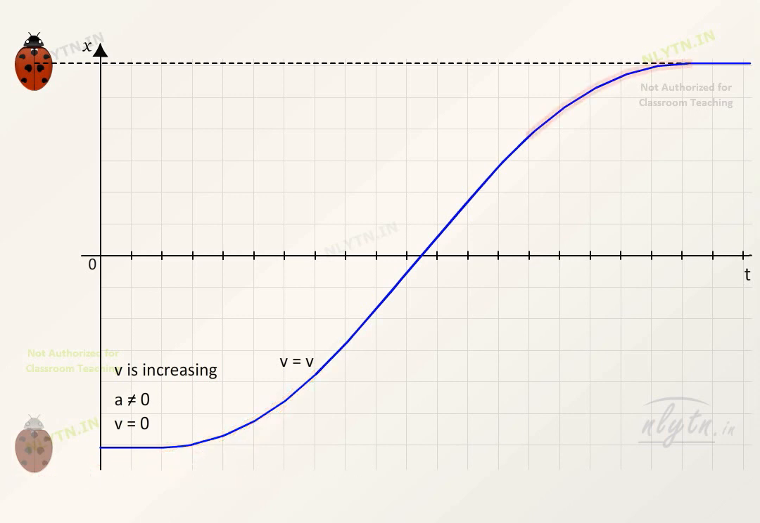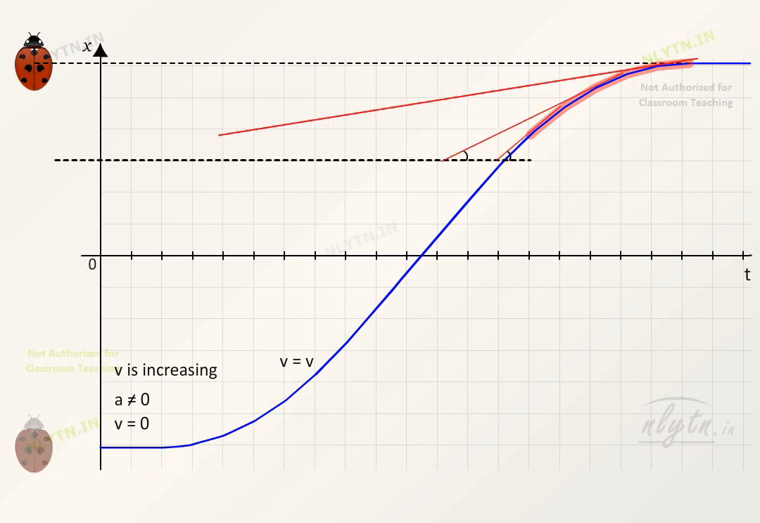Similarly, for this curved region, the slope of the tangent is decreasing, so the velocity of the particle must be decreasing. This is also expected as the particle was moving with some velocity and finally comes to rest, so its velocity should decrease.